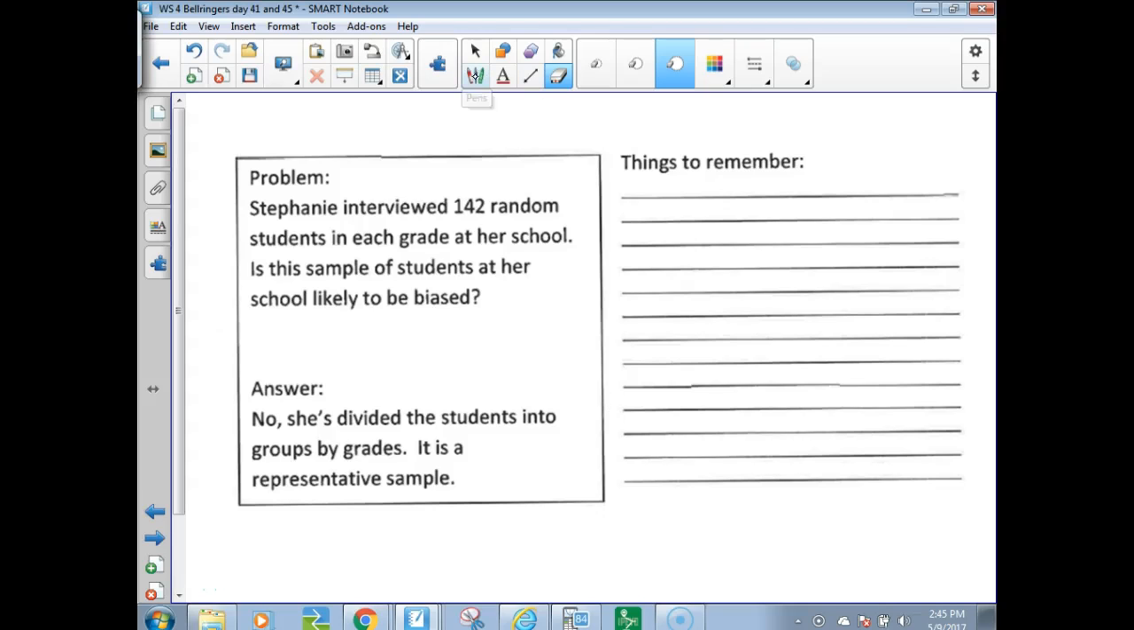Okay, so we're starting with our bell ringer on worksheet 4A. We're just going to do the side 4A today. First of all, the problem says that Stephanie interviewed 142 random students in each grade at her school. Is this sample of students at her school likely to be biased? Why or why not?